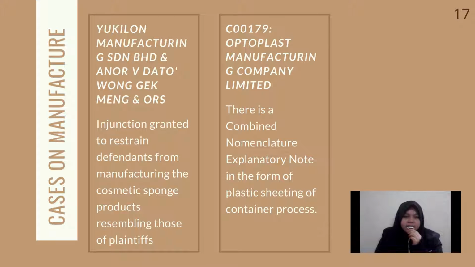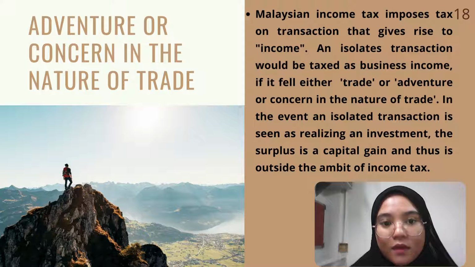The third case is Ukilan Manufacturing Sdn Bhd and Anor versus Dato' Wong Gek Meng. This case is about an injunction granted to restrain the defendant from manufacturing the cosmetic sponge product resembling the plaintiff's. Lastly, the fourth case is Optoplast Manufacturing Company. This case is about a combined nomenclature explanatory note on plastic sheeting, the container process, and the details of the manufacturing process that might support the definition of manufacture.